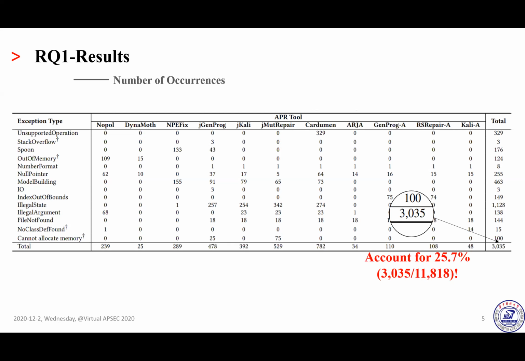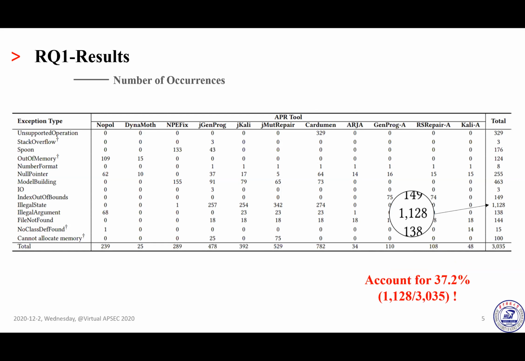For a review of the different exception types, as indicated by the last column, the number of different types ranges from 3 to 1,128. Illegal state is the most common exception type, which has occurred 1,128 times, accounting for 37.2% of all exceptions.